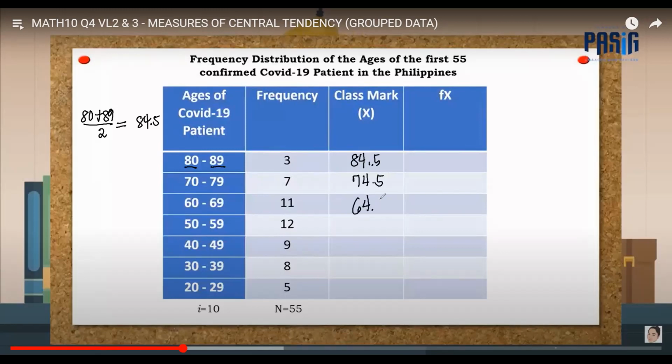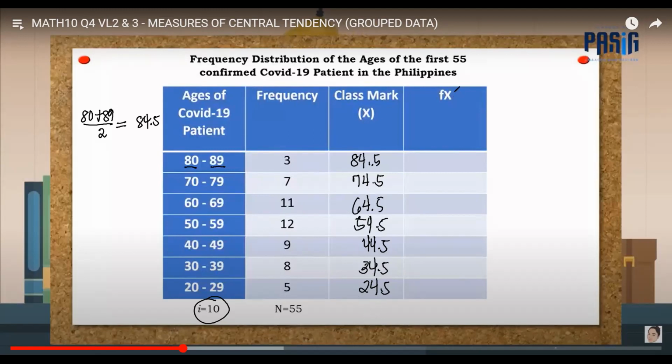Sunod, 64.5, 54.5, 44.5, 34.5, and 24.5. So as you can see, ang naging rule ni interval dito, kapag kumuha ka ng class mark, pwede ka na lang mag-subtract ng 10. Minus 10, minus 10, minus 10, minus 10, kasi pababa naman yan, right? So pag nag-minus 10 ka lang, makukuha mo na yung mga class mark.